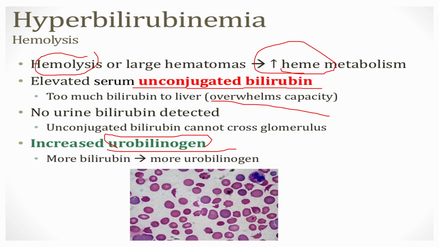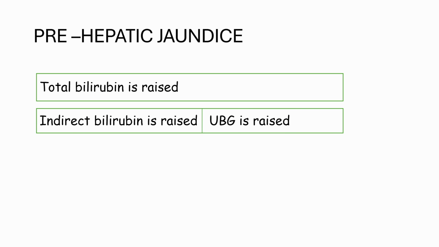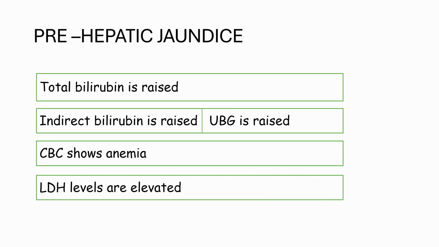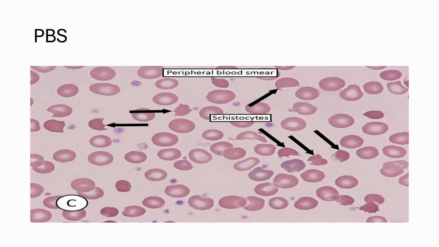Laboratory picture in prehepatic jaundice. Total bilirubin is going to be raised, and the component is mainly indirect bilirubin, and urobilinogen is also raised. And because of hemolysis, there is going to be anemia, elevation of serum LDH, and reduced haptoglobin. These are all markers of hemolysis. In the peripheral blood picture, you will see lysed RBCs. See, this is one of the helmet cells, which is a marker of hemolysis. We also call them schistocytes.